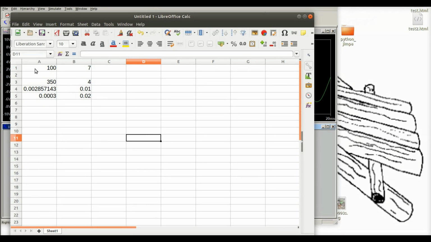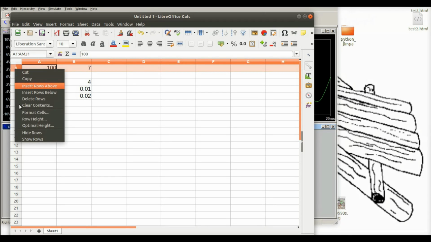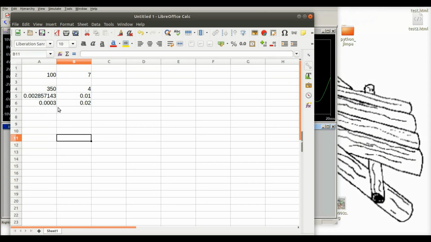So frequency, and I'm just going to add a row here because I like to label things so I know what's what. And this is the V1 frequency. This is the V1 amplitude, 7.